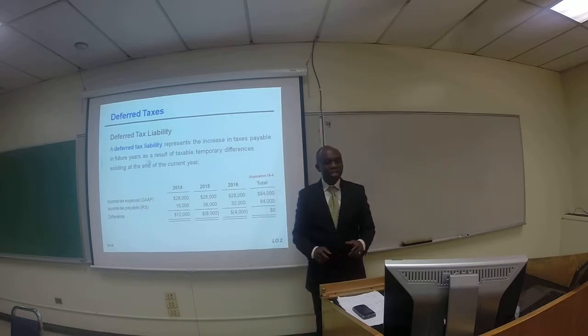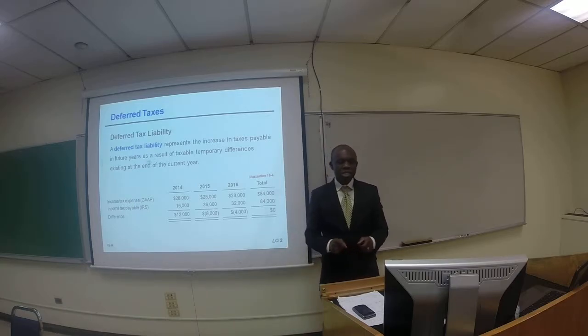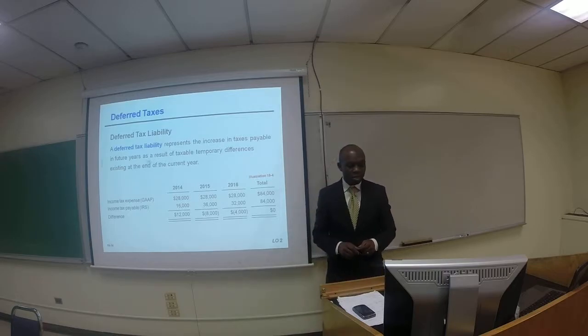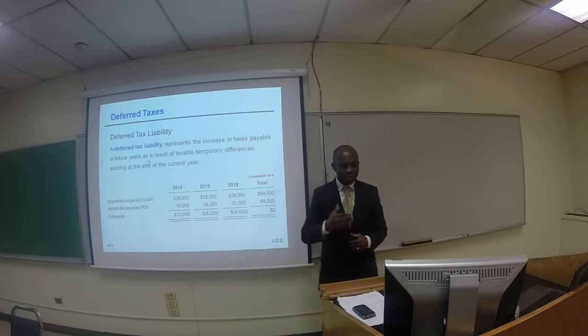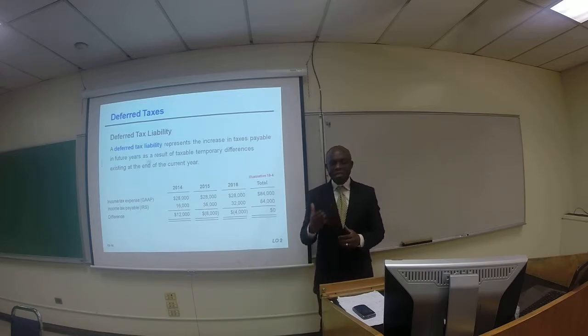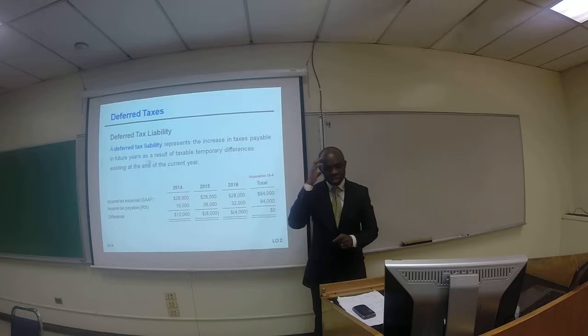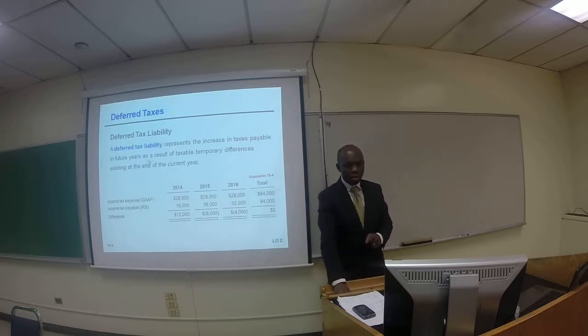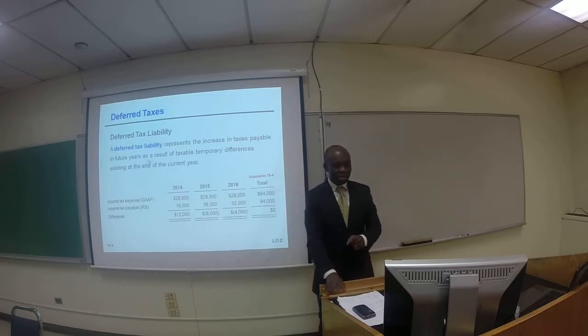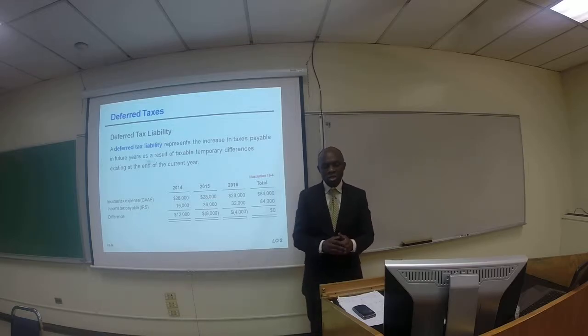Now let's take a look at deferred taxes instead of future taxable amount, and we have deferred tax liability, just like the example we just illustrated. Deferred tax liability represents the increase in taxes payable in future years as a result of the taxable temporary differences as we discussed. So we are going to further illustrate the example that we started with. As you can see here, in 2014, the income tax expense is $28,000 versus income tax payable of $16,000. So there's a $12,000 difference.